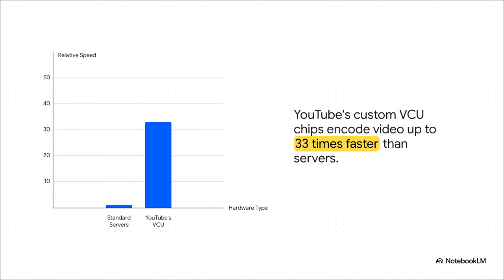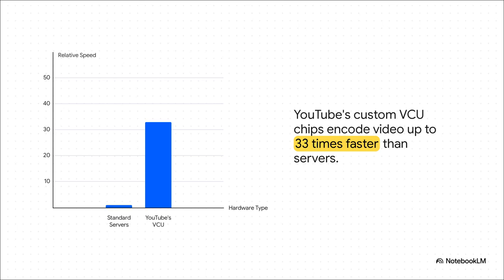This chart says it all. On the left, you've got your standard off-the-shelf servers. But on the right, those are YouTube's own custom-built chips. They're called video coding units, or VCUs, and they are designed to do one thing and one thing only: encode video like a bat out of hell. And look at that performance jump. It's just staggering. We're talking up to 33 times faster than a traditional server.